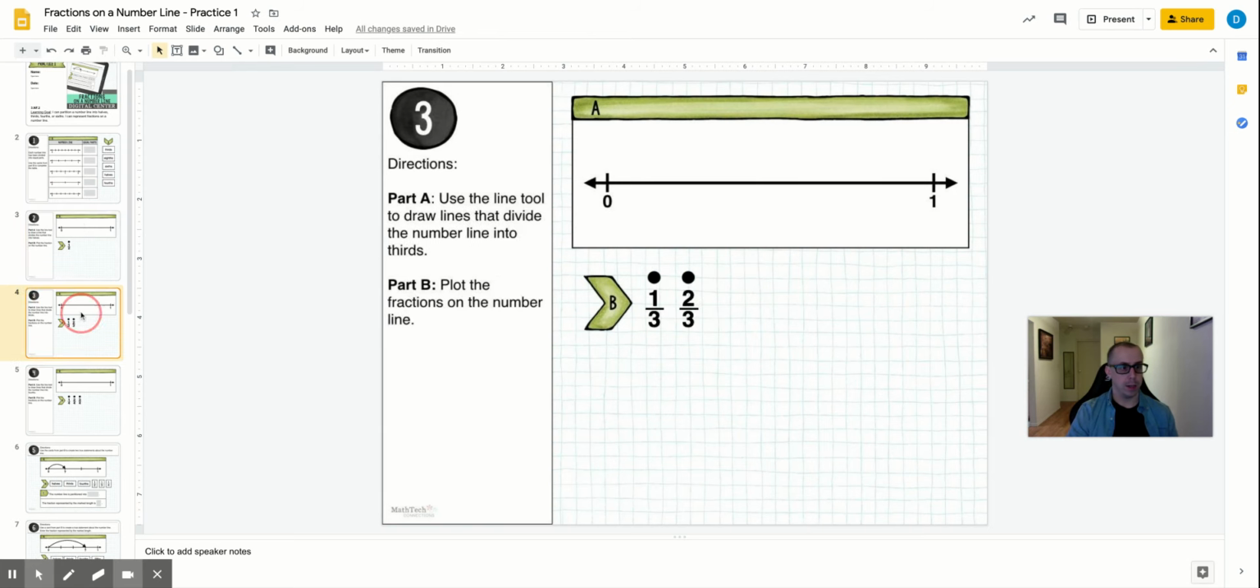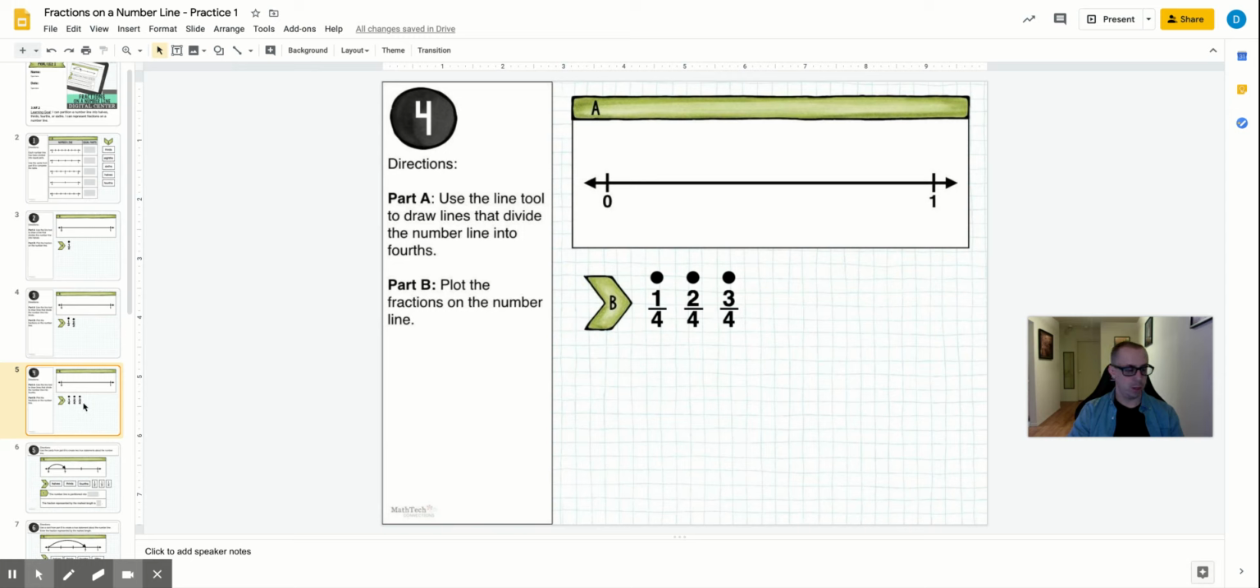Okay, moving on to number 3. Same thing, only now you're doing thirds. So remember, we need 3 equal parts. Okay, where will each line be if you're dividing it into 3 parts? Now remember, since it's 3 parts, that's 2 lines that you're drawing. All right, and then drag these where they belong.